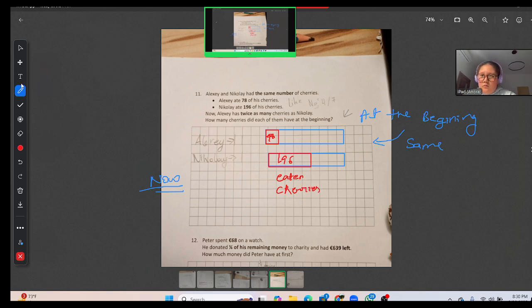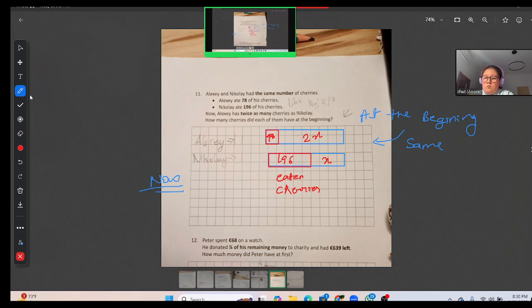That means now what it is saying is about the leftover cherries, that Alexei has twice as many cherries as Nicole. This is about the remaining cherries. Let's suppose the remaining for Nicole is x. So this would be 2x for Alexei, twice of x, right? This is what it is saying.